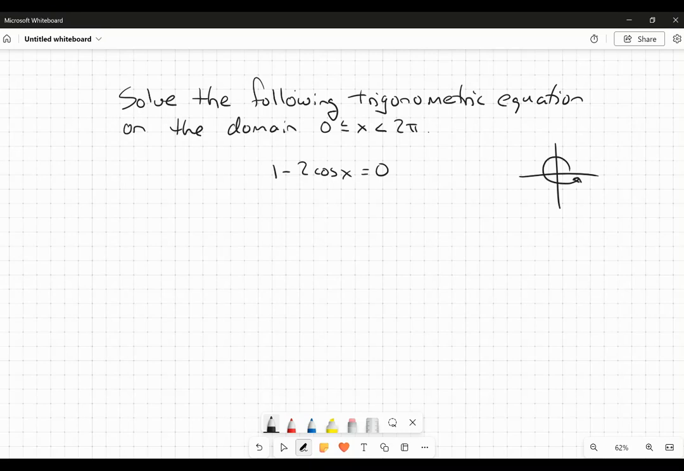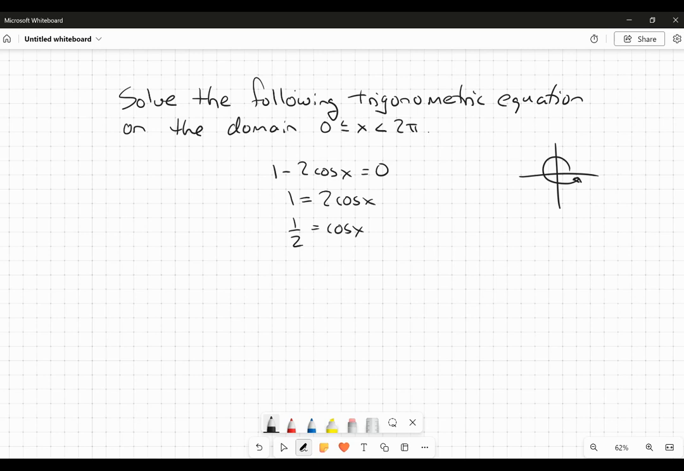Now, the first thing we want to do with this 1 minus 2 cosine of x equals 0 is isolate the trig function here. So I'm going to bring that 2 cosine of x over to the other side of the equation. Then I'm going to divide by 2. So now I've got the trig function isolated here.